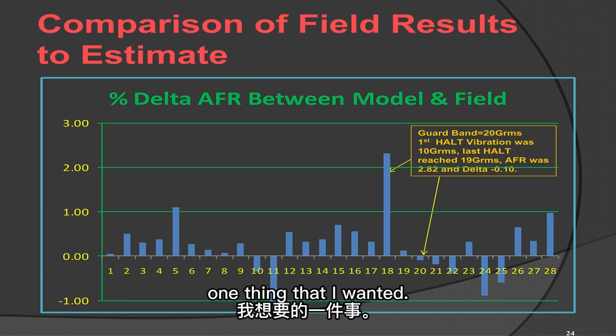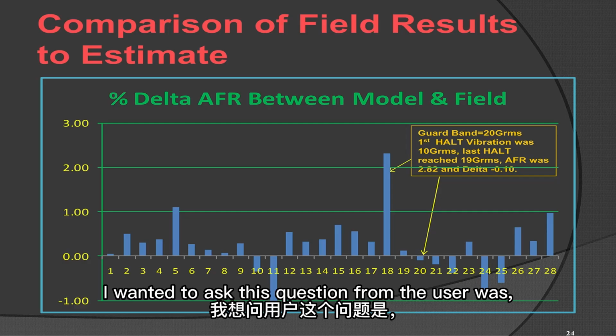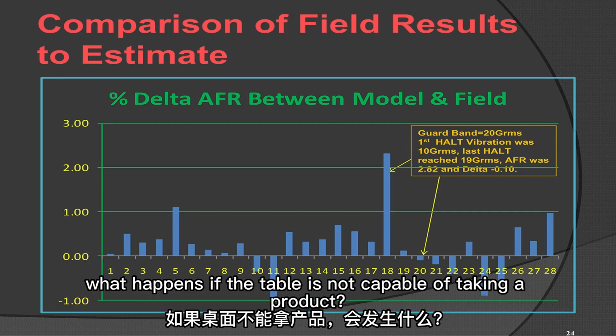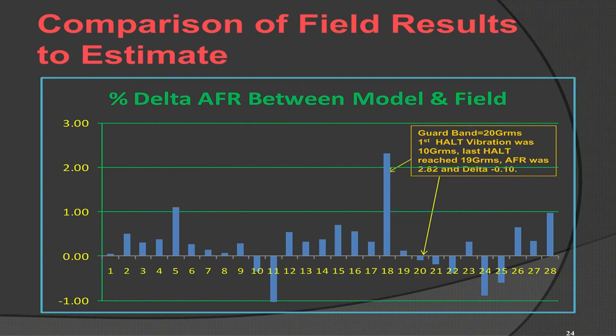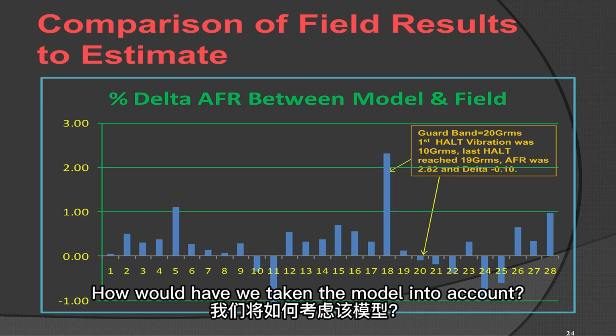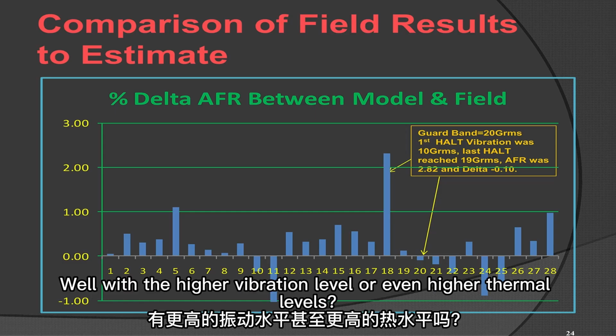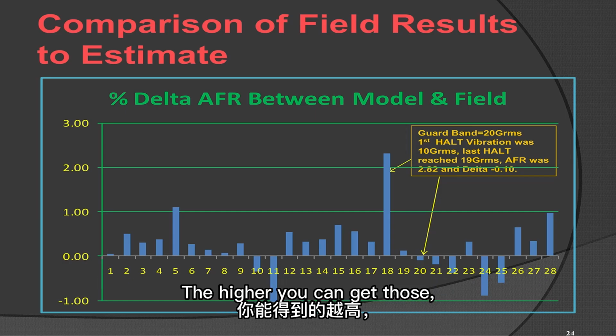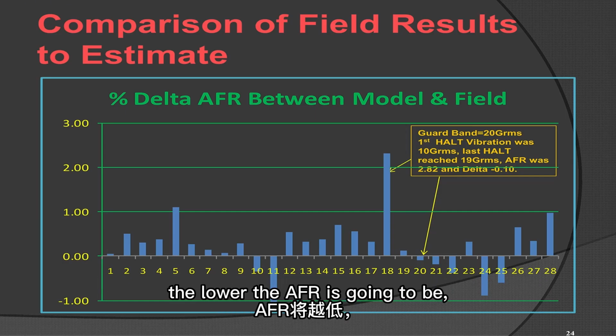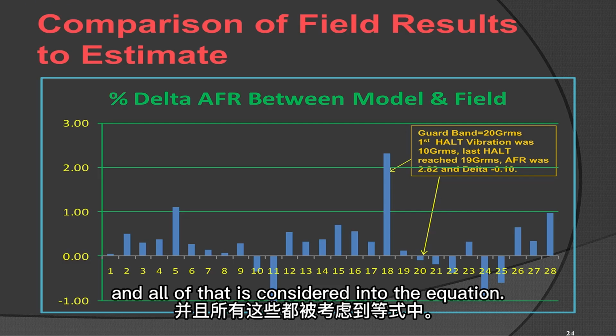Harry, one thing that I wanted to ask, this question from a user, was what happens if a table is not capable of taking a product to failure? How have we taken the model into account? Well, with the higher vibration level or even higher thermal levels, the higher you can get those, the lower the AFR is going to be. And all of that is considered in the equation.